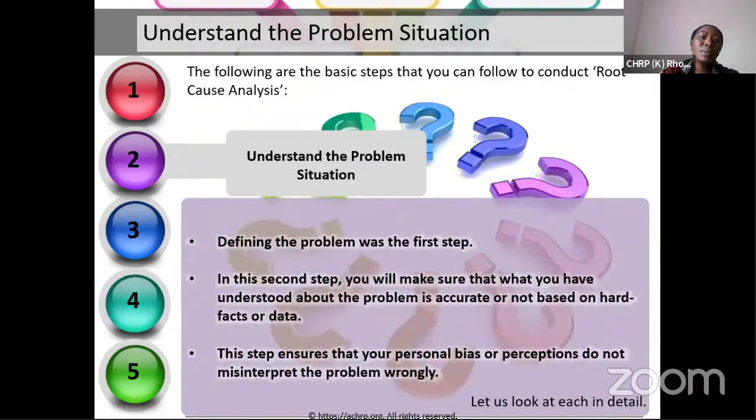I say the second step is to understand the problem. So we say after you define, now you understand. And this actually ensures when you're trying to understand the problem, you remove the personal biases and the perceptions so that you do not misinterpret the problem wrongly. People could have rushed to say, it is because Rick is not in. It is because we hired a very incompetent employee, Peter. But how was his induction done?